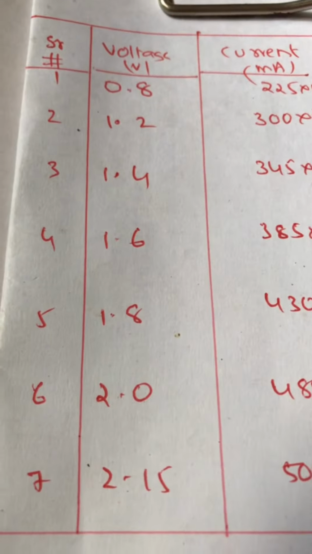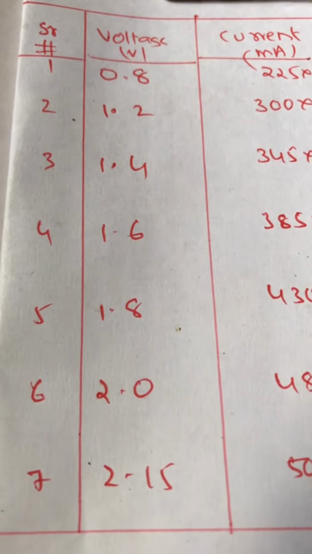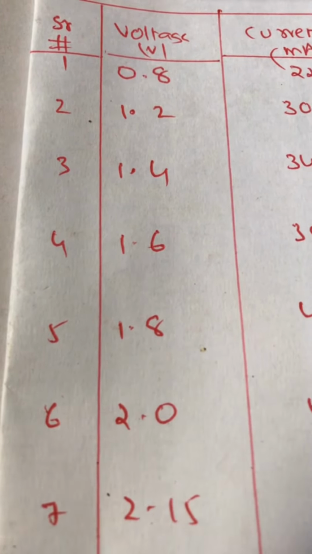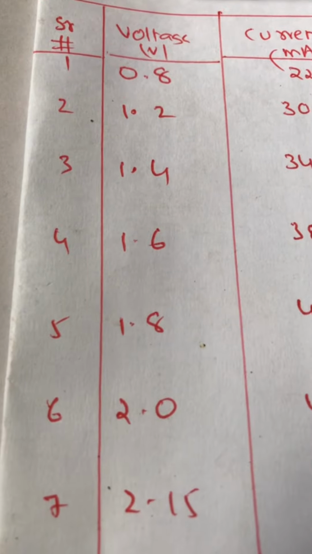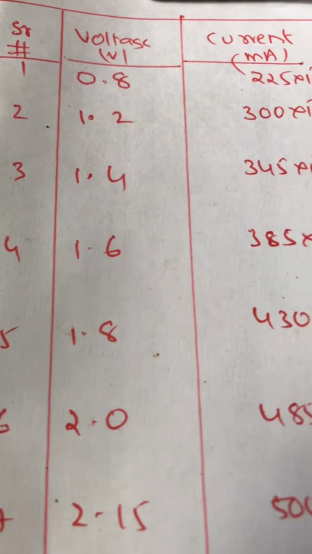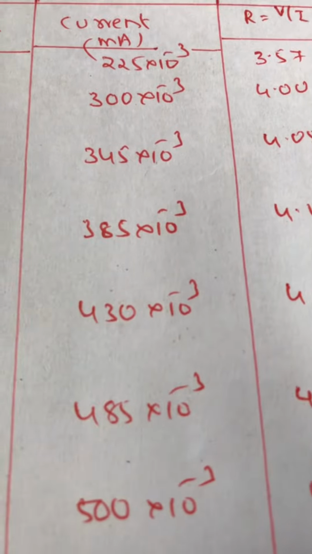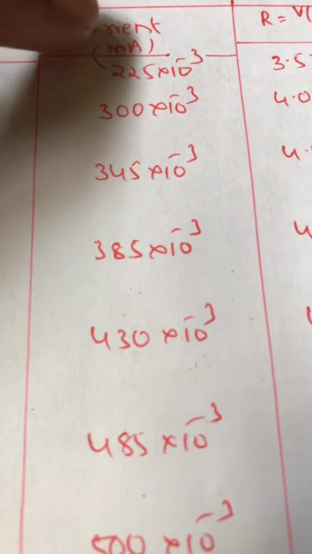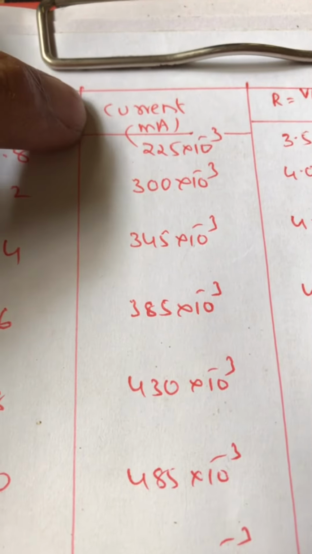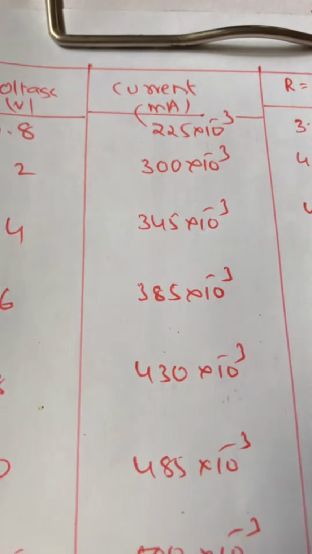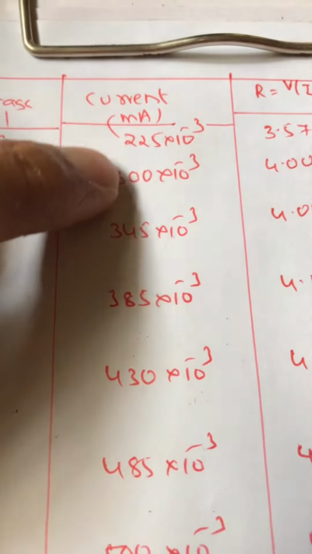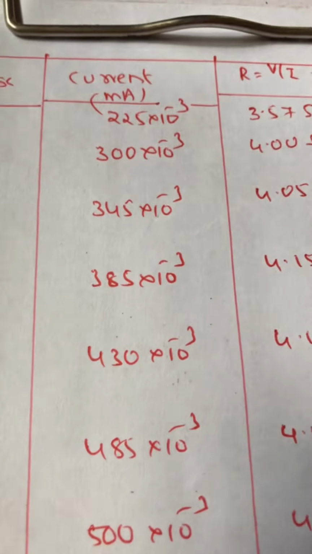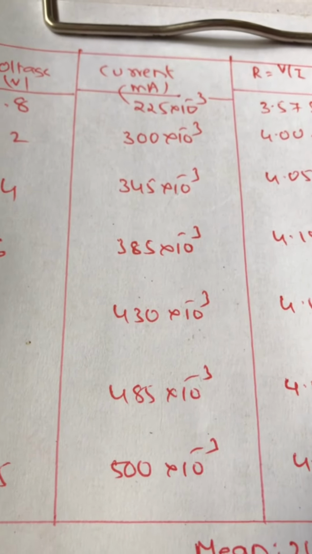I used the voltages from 0.8 volts to 2.15 volts, and corresponding to each voltage reading, I have taken the current reading as well. Now if you look at the first column, which is current in mA, that means the current is in milliamps. Whatever reading I have got here, I have multiplied by 10 raised to minus 3, because 1 milliamp is equal to 10 raised to minus 3 amps.